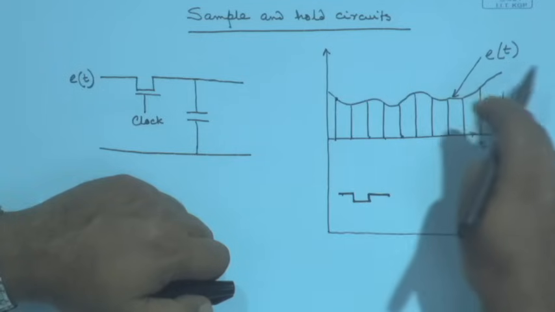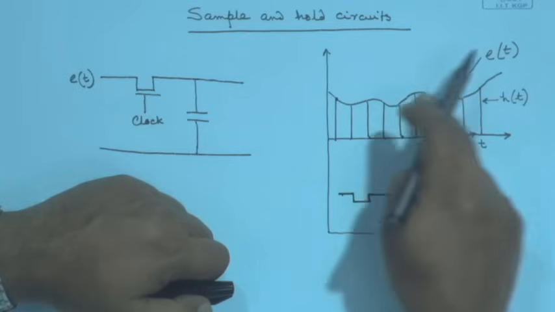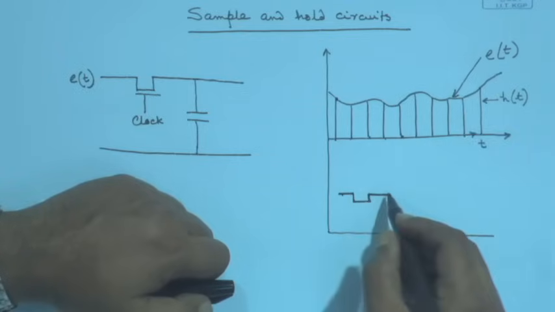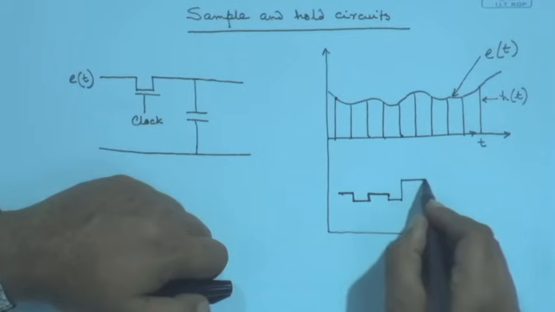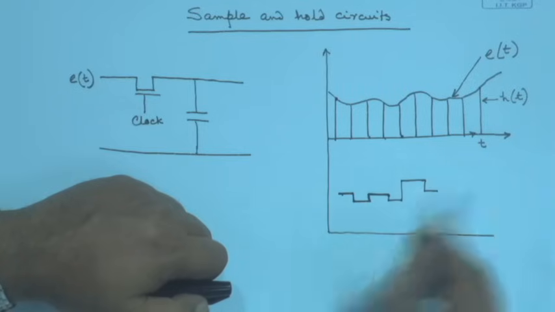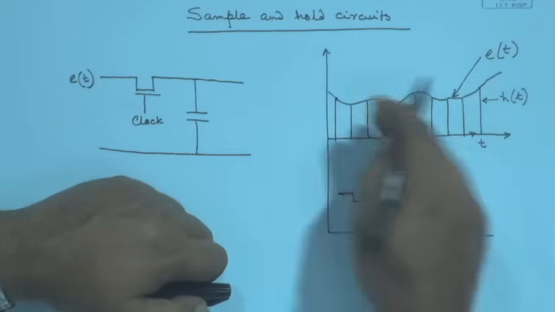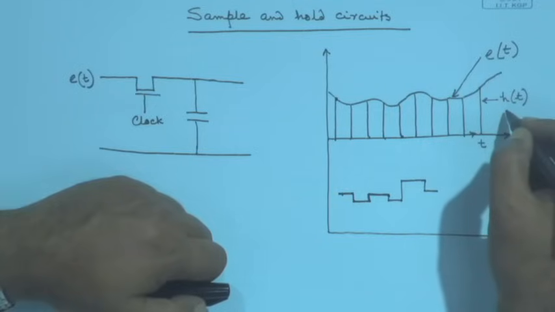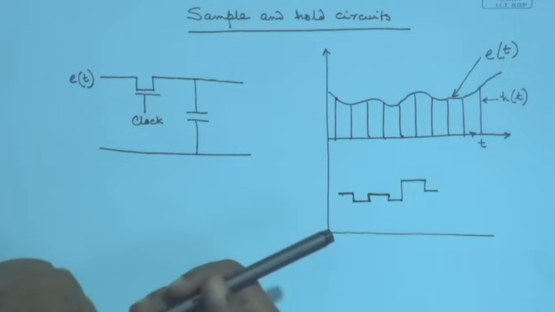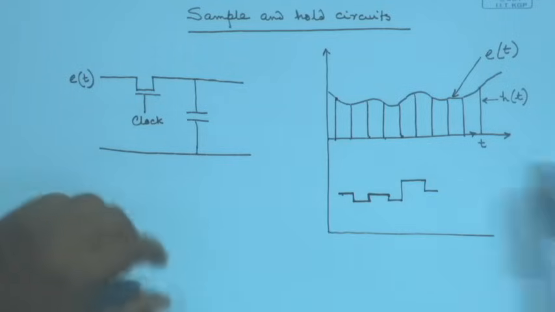So by this sample and hold, what I am doing is transforming a continuous signal. Let me draw it a little bit more: then it again came down to some value, then it again went up to some value, like that. So I had a continuous signal E(t), and I have converted it into H(t), the discrete signal. For discretization, one very important thing is to get the sample and hold circuit.